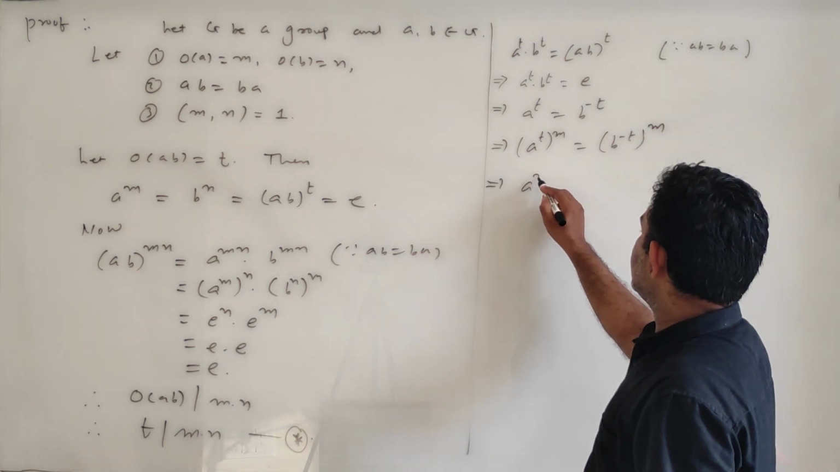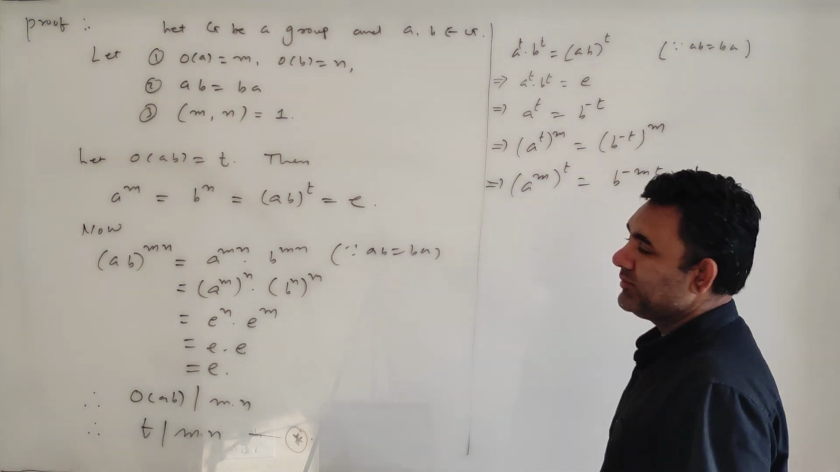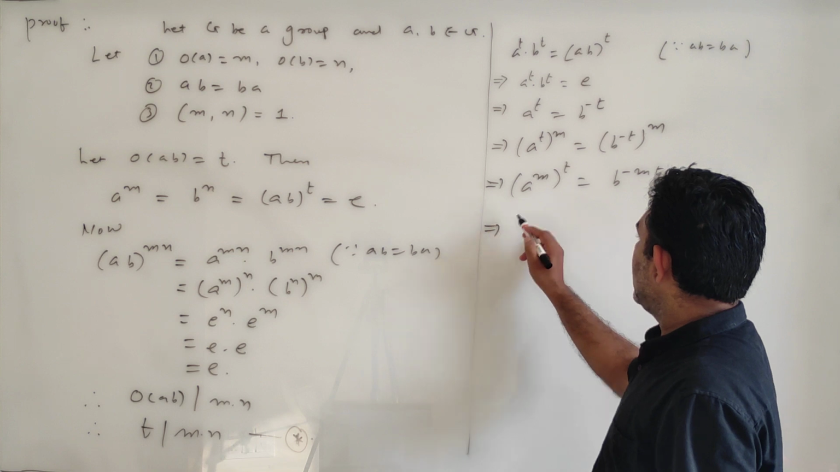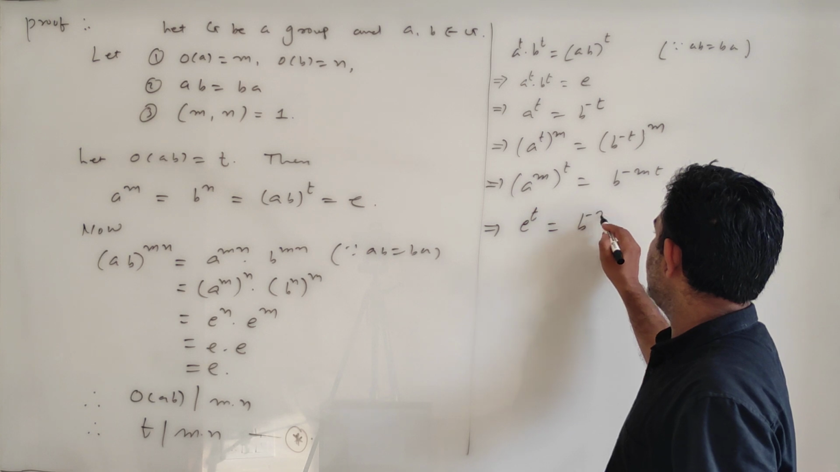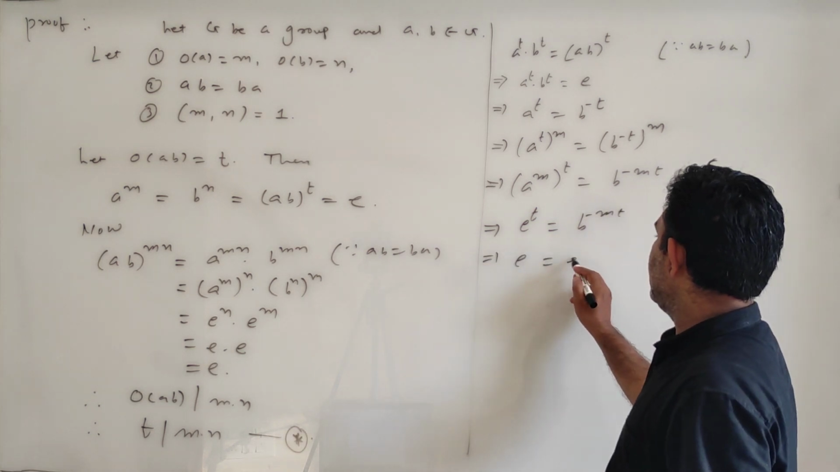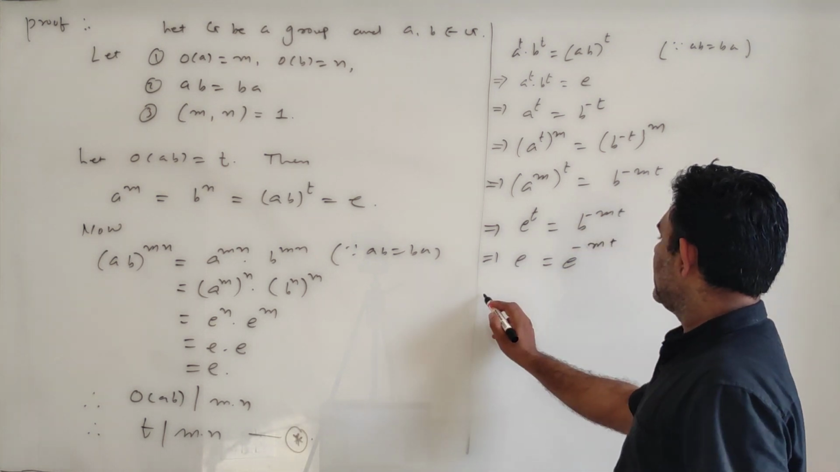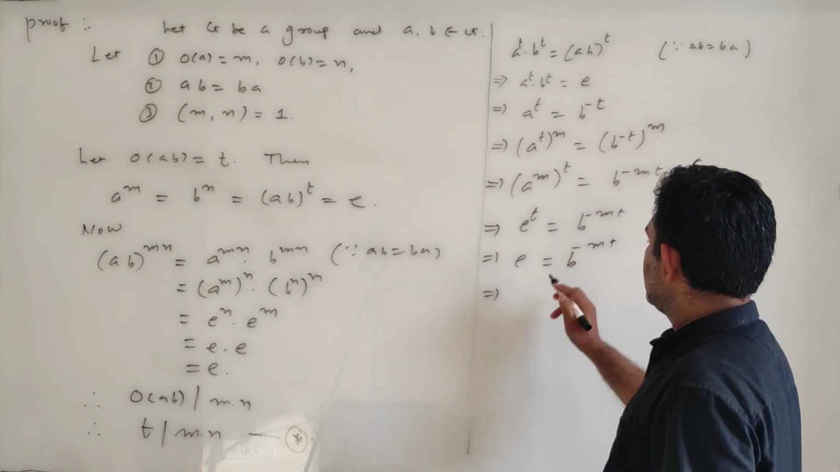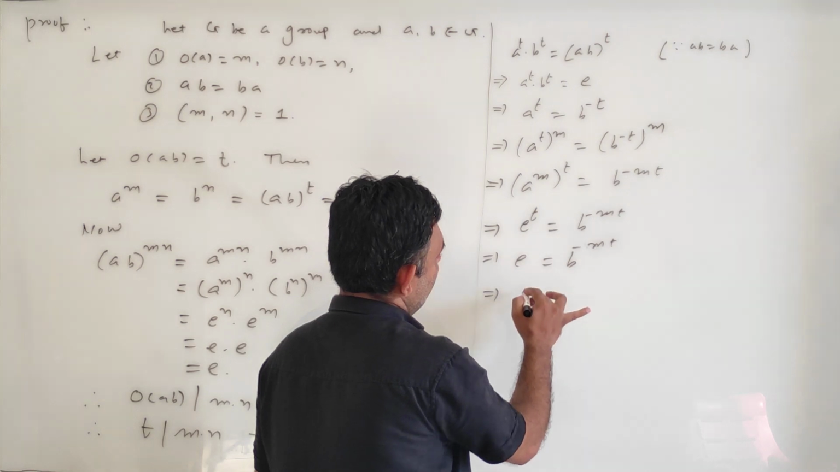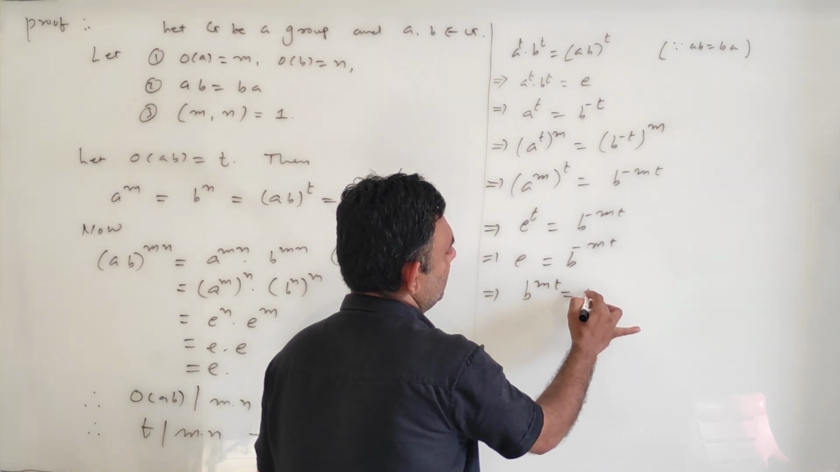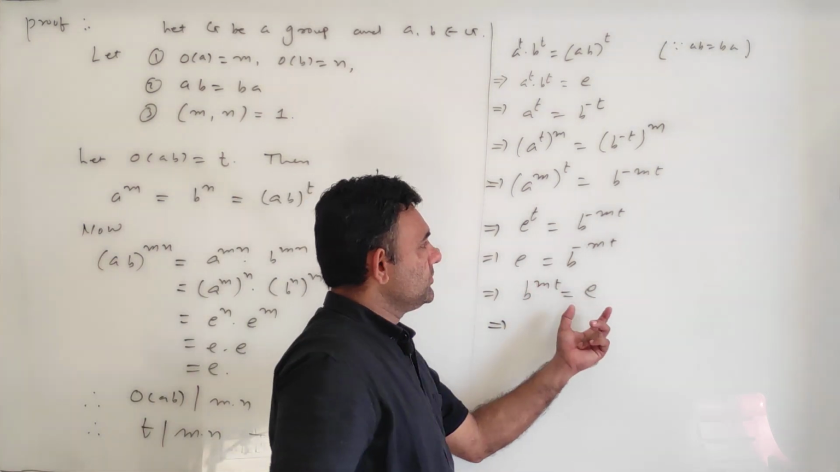So it gives me what? A raised to m to the power T is equal to B raised to minus mt. A raised to m is what? A raised to m is identity. So identity raised to T is equal to B raised to minus mt. So now again you take the inverse on both sides. So what do I get? E inverse is equal to B raised to mt, but E inverse is what? Identity. So it means B to the power mt gives me identity.